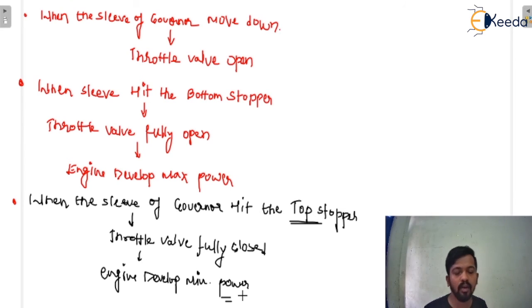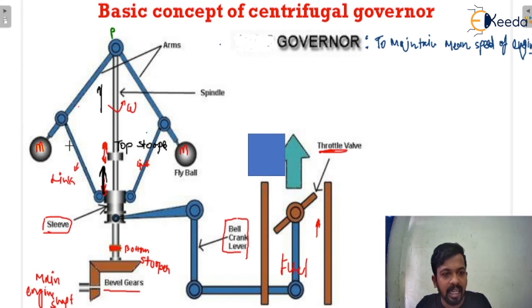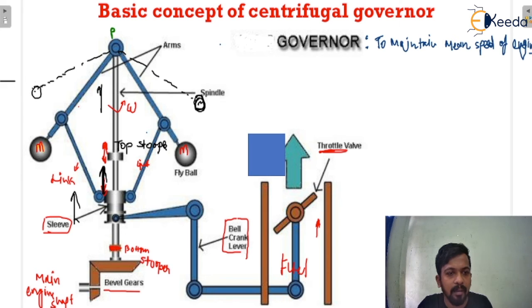So according to the variation of the load on the engine, there will be a variation of the speed of the sleeve. Here you can see the sleeve is connected to the arms. That means as the sleeve starts moving upward, the arms change position like that, and there will be a fly ball here, and a fly ball here. Because the sleeve is moving upward, there will be a new position like that.